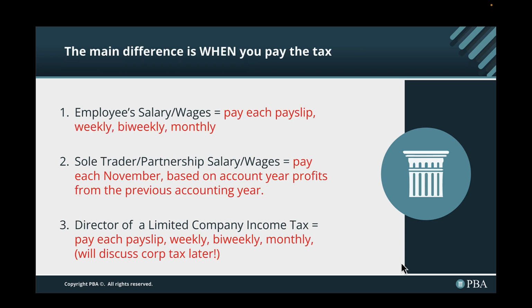The big difference between being an employee and being self-employed is when you pay the tax. An employee, as you know, it's PAYE or pay as you earn. So in every pay slip, you've been given your net pay and you don't have to worry about your taxes anymore. That's it, done. Sole traders, on the other hand, each November, the sole trader will pay their income tax based on the profits they made in their previous accounting year.